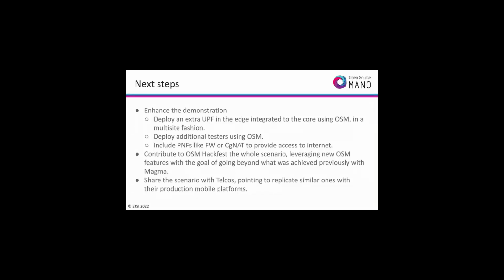Then we're going to deploy additional testers using OSM. As we can see, we deployed gNB SIM for this test, but we think that we can add more testers to this environment. We also want to include PNFs like firewall or CGNAT to provide access to internet. We think that this could be better.